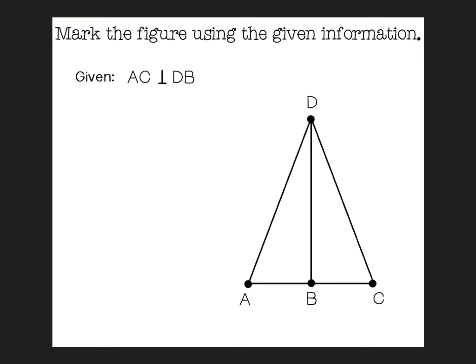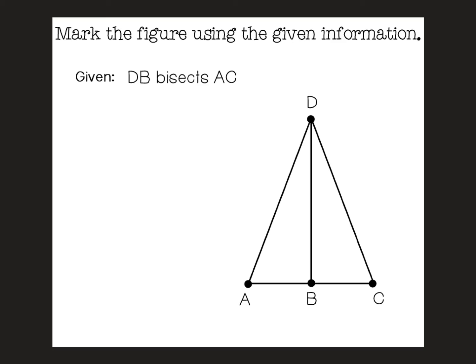This next one says given AC, and this symbol right here means perpendicular. So AC is perpendicular to DB. And you might be thinking to yourself, well, I don't really know what that means or what I'm supposed to mark. Well, perpendicular means that right angles are formed. So where AC and DB meet, there will be a right angle. So here's AC, here's DB, and you can see it does look like it should be a right angle. And we're just going to mark right angles with the square.